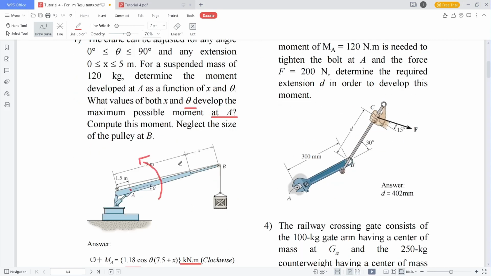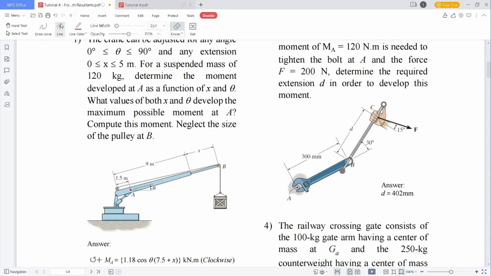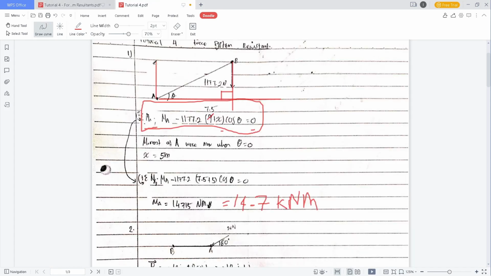Question one: we have a crane that consists of a box of mass about 1 to 2 kg, and the question asks two problems. The first is to classify the equation of movement for the whole system with respect to x and theta, and the other is to find the maximum possible movement exerted in the whole system. So let's start the problem solving.